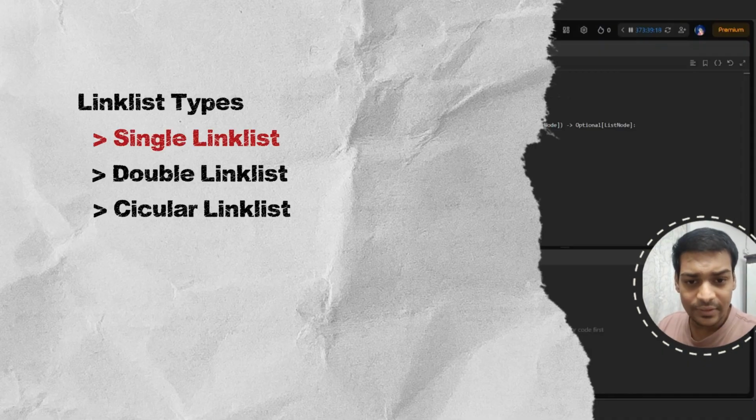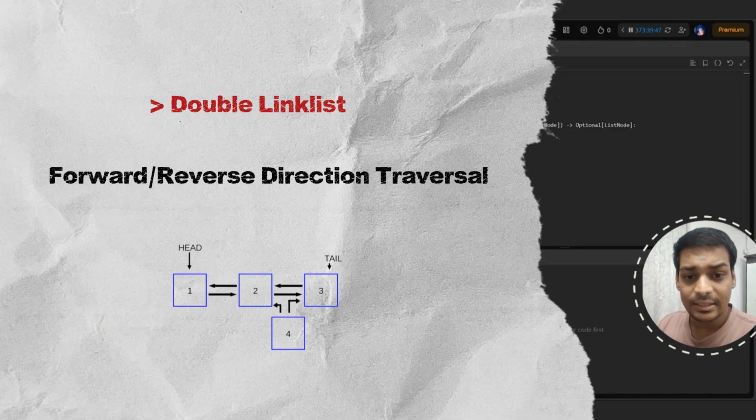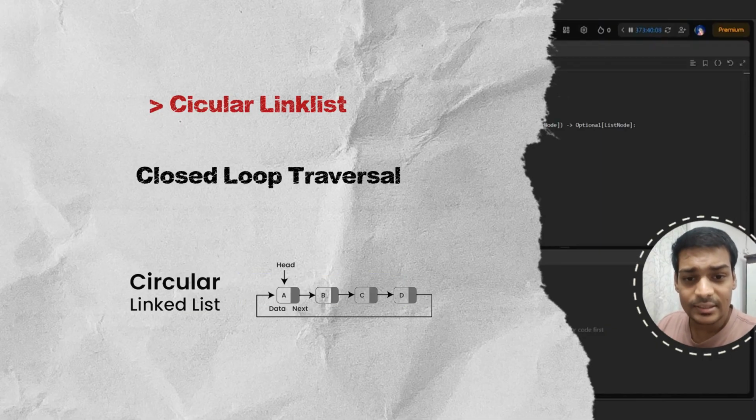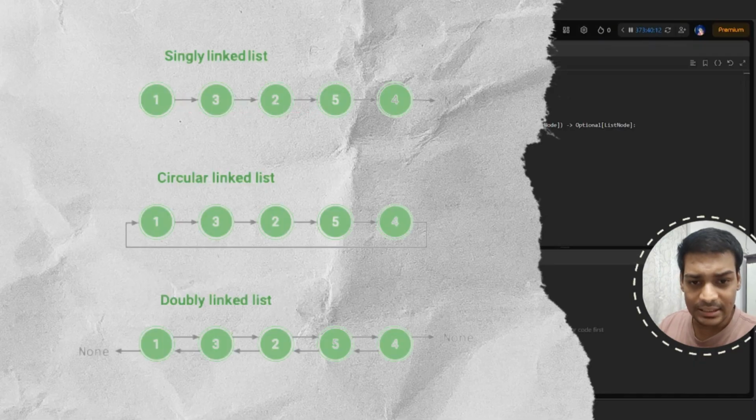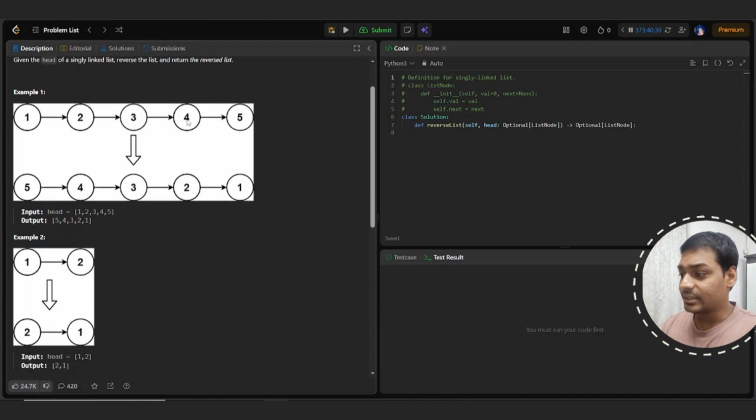The only difference between these three is that a single linked list can be traversed in a single direction. A double linked list can be traversed in both directions, forward and backward. A circular linked list is kind of a circle. You start and you end at the same point. So this is the basic difference between these three linked lists. Here in this question, we are specifically told that we are talking about a single linked list, which can be traversed in a single direction. So for that given linked list, we have to reverse the order and return the reversed list.